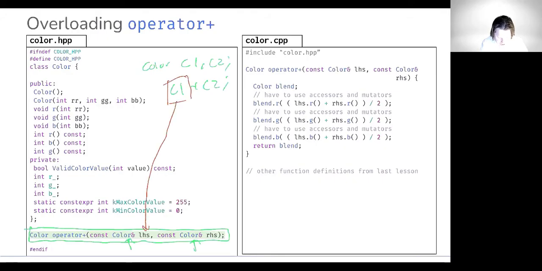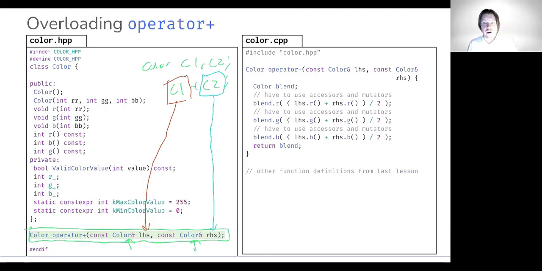C1 will be used to initialize the first parameter. In this case, I named it LHS to communicate that this was the object occurring on the left-hand side of the plus sign. Then the one on the right will be used to initialize RHS. Cool. So at this point, what does it mean to add two colors together? It's whatever we want it to mean.